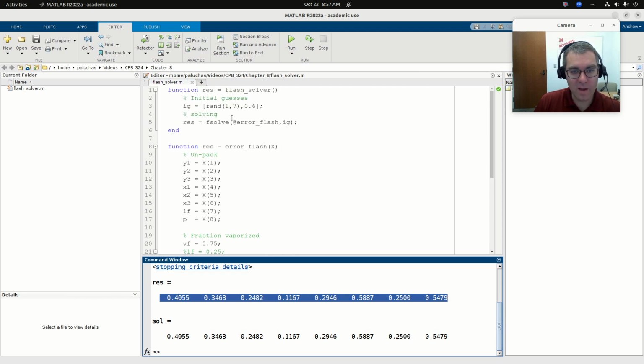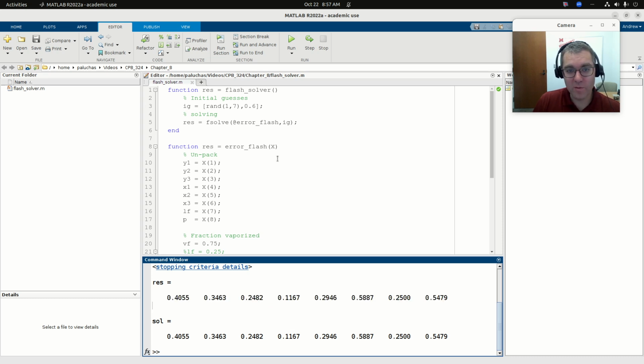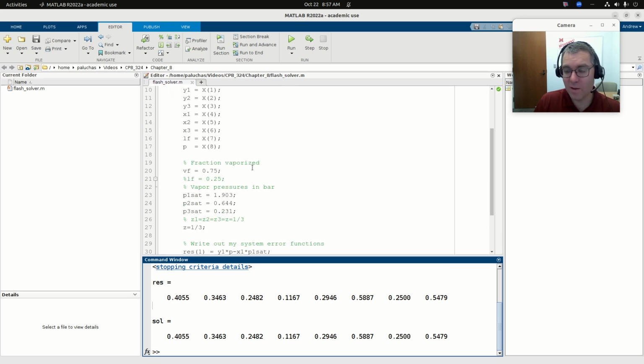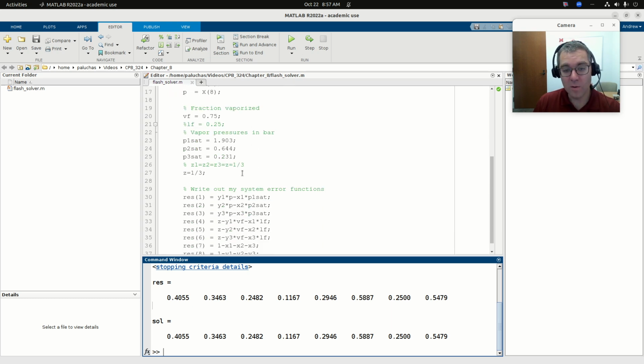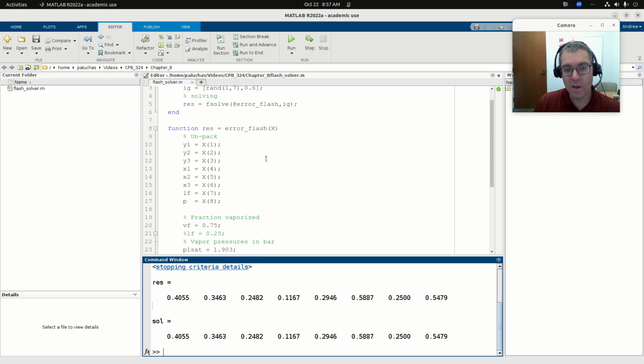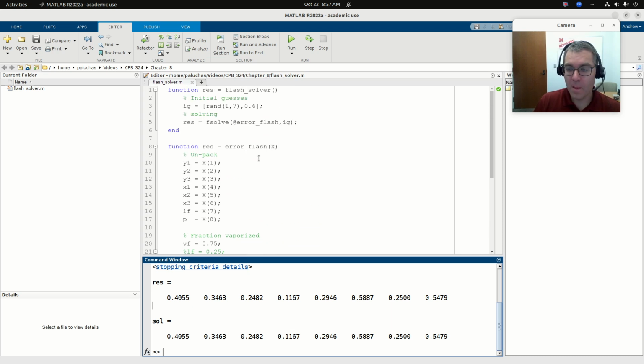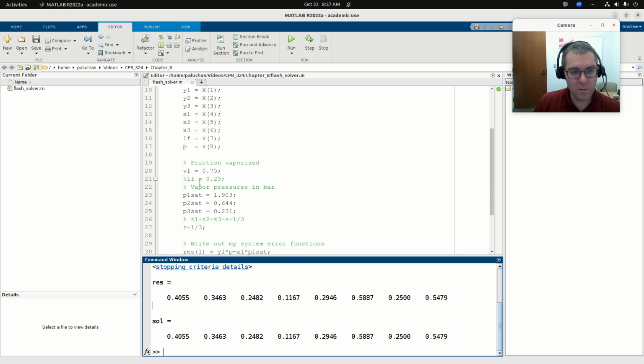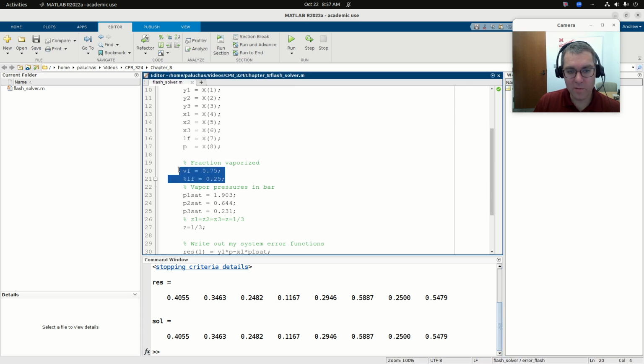Then I created this top function. You could have created a script, but that way, if this were an exam, all I would need to do is run it and confirm I get the correct answer. So that's a valid solution. Just a comment, as I said in here, we're told V over F is 0.75, so then I know the fraction remaining liquid must be 0.25.